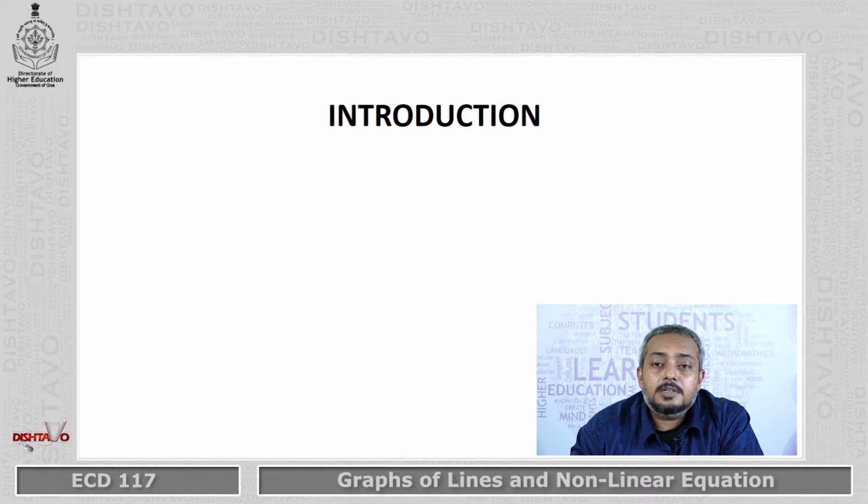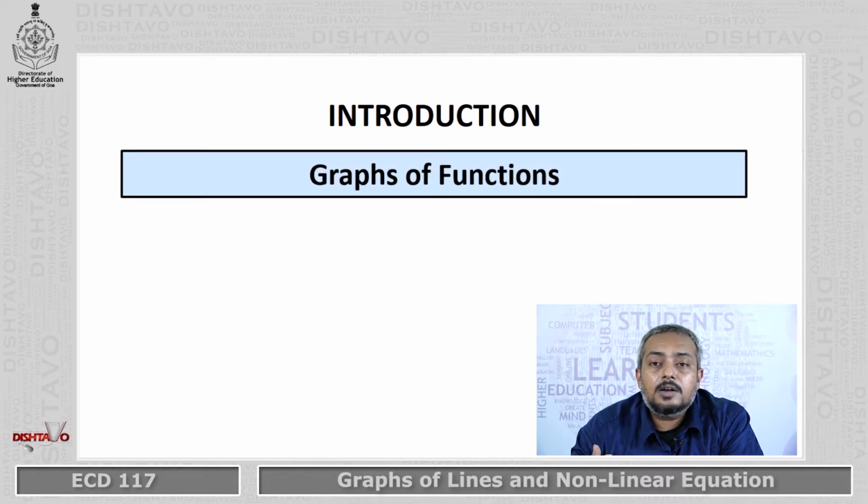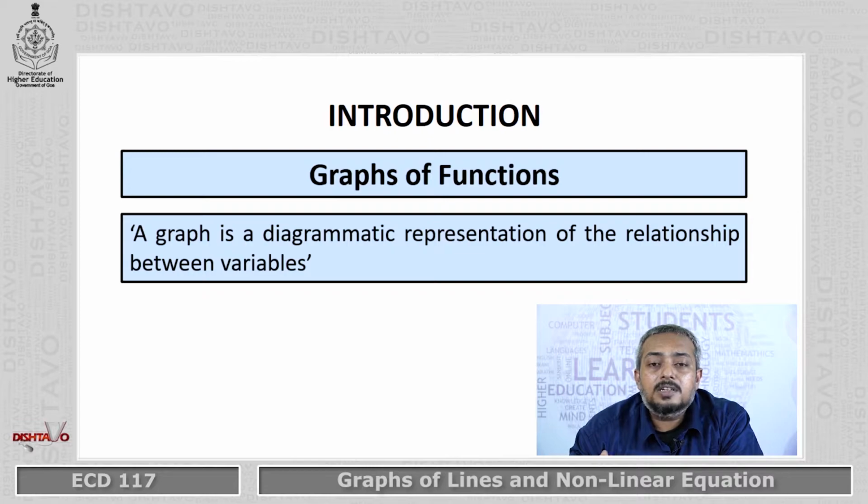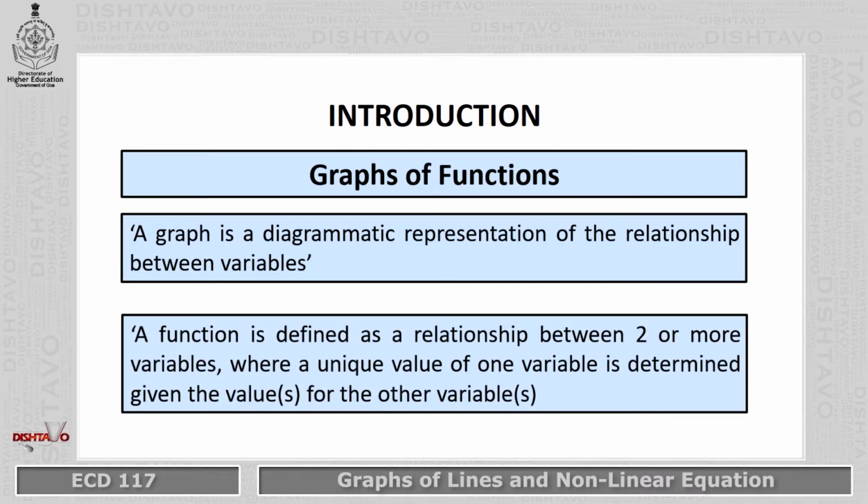In the introduction, let's first understand what graphs of functions are, and hence we need to know what graphs are and what functions are. A graph is a diagrammatic representation of the relationship between two variables, and a function is defined as a relationship between two or more variables where a unique value of one variable is determined given the value of the other variable or variables.